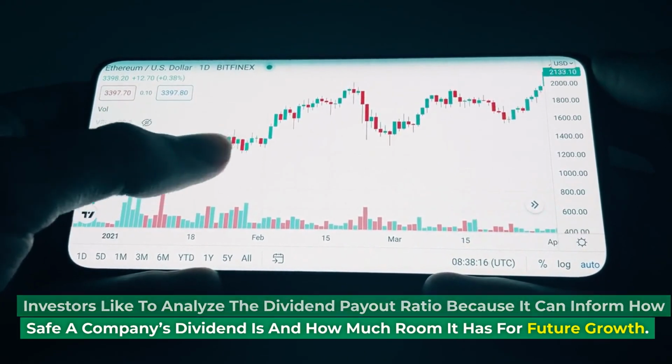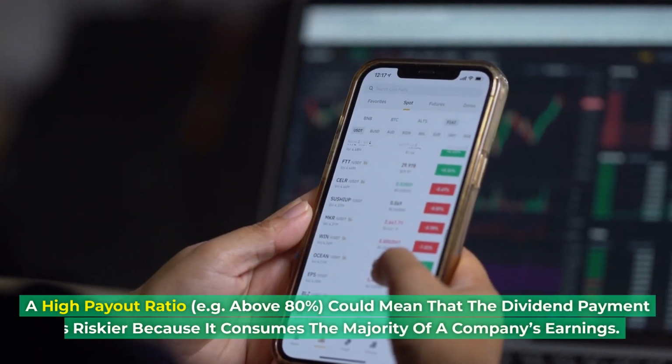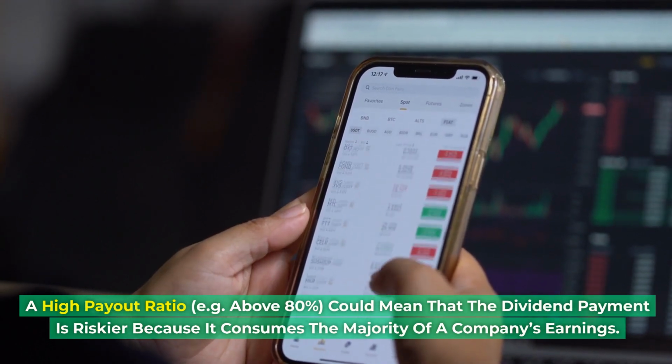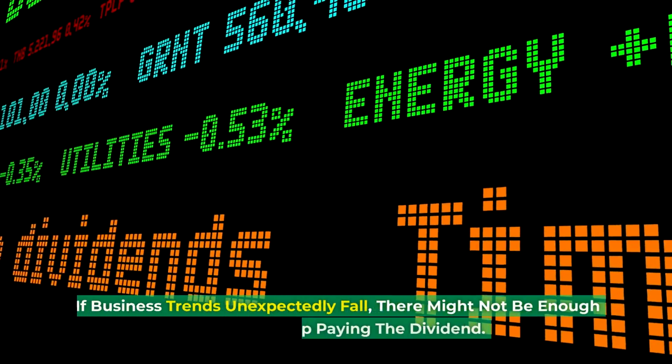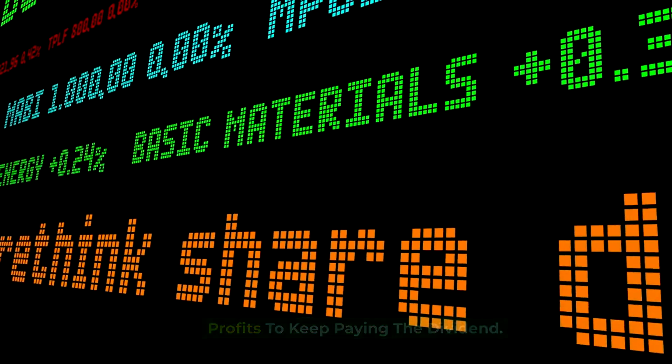Investors like to analyze the dividend payout ratio because it can inform how safe a company's dividend is and how much room it has for future growth. A high payout ratio, above 80%, could mean that the dividend payment is riskier because it consumes the majority of a company's earnings. If business trends unexpectedly fall, there might not be enough profits to keep paying the dividend.